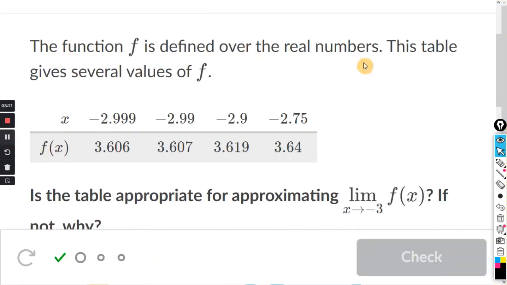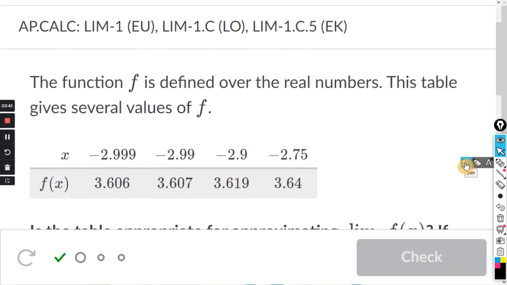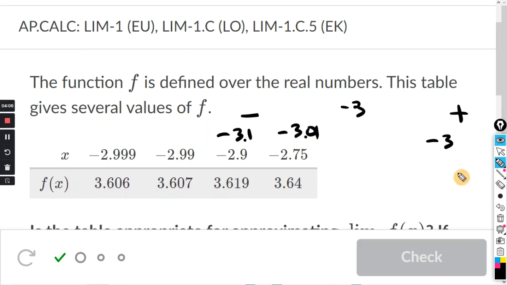The function f is defined over the real numbers. This table gives several values of f. Is the table appropriate for approximating the limit as x approaches negative 3 of f of x? We're trying to approach x equals negative 3. If you're approaching x equals negative 3, you're going to have numbers that are less than negative 3 and numbers that are greater than negative 3. So you would start at maybe negative 3.1, the less than side, and then negative 3.01, and so on. On the greater than side, you'd have negative 2.9 and then negative 2.99.